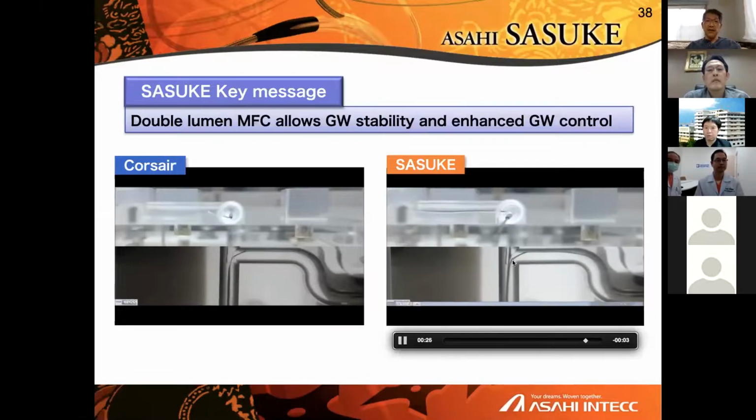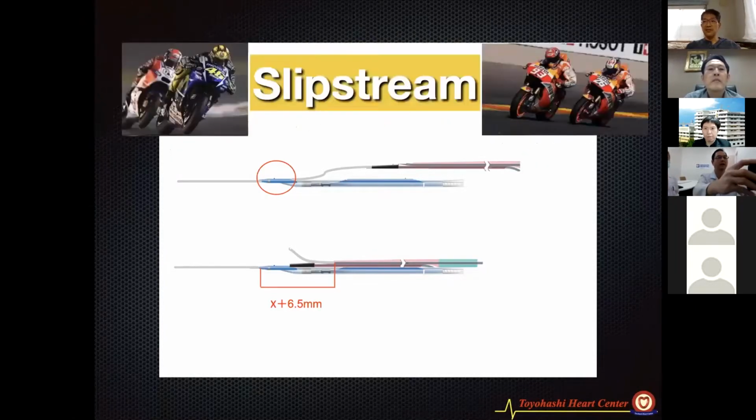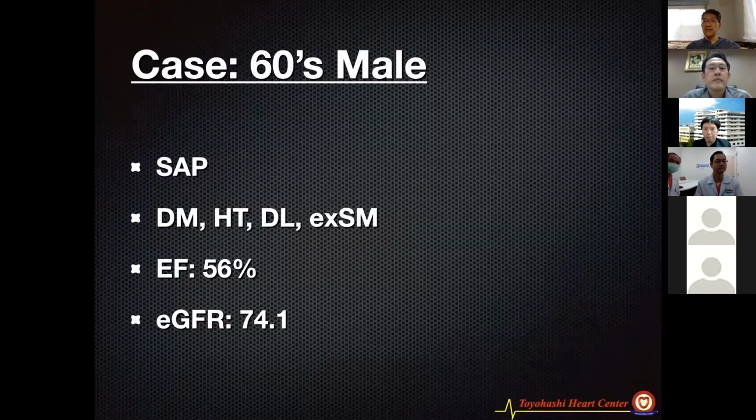To keep a stable position is very important to control the wire in complex regions, like a CTO or bifurcation region. In addition, by putting the IVUS and the Sasuke side by side on the same wire, we can make the IVUS-guided wiring system easily. I named this system the slipstream technique.